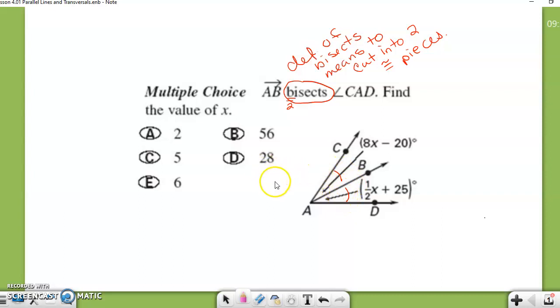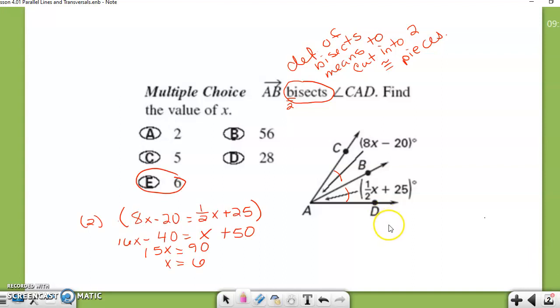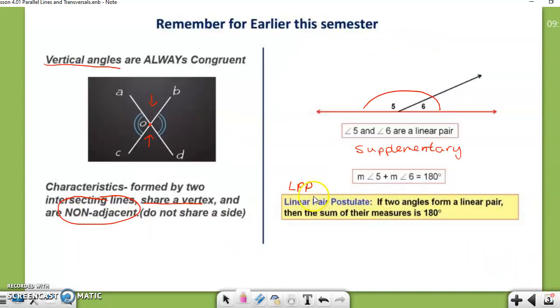Go ahead and set up your algebraic equation and solve for the value of x. Pause the video and come back and check your work. Hopefully you did well with this. My particular method is that I like to clear my fraction first, so I multiplied the entire equation by 2 just to clear the fraction. You may have solved it a different way. That's fine.